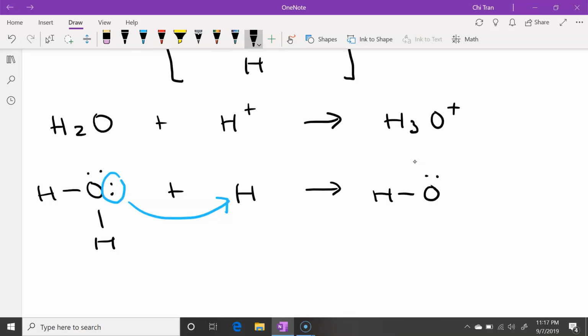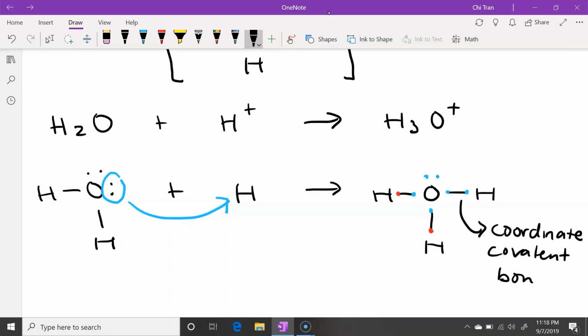And so we can see that the bond between oxygen and hydrogen is using both electrons from oxygen. And if we color code which electrons are from which element, we can see that this bond is both blue from oxygen, and that indicates that it's a coordinate covalent bond.